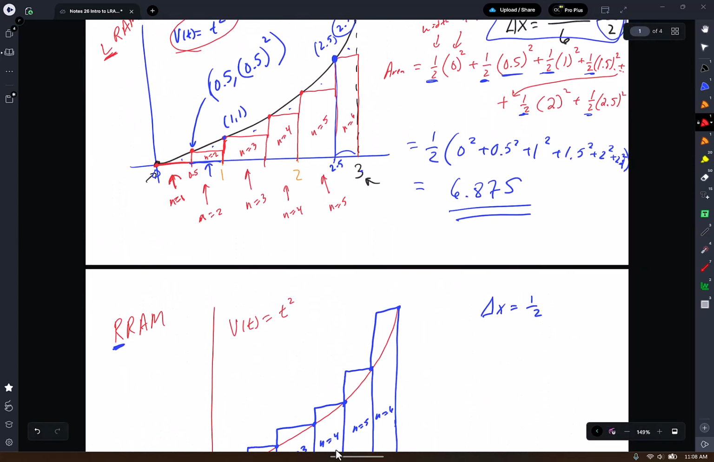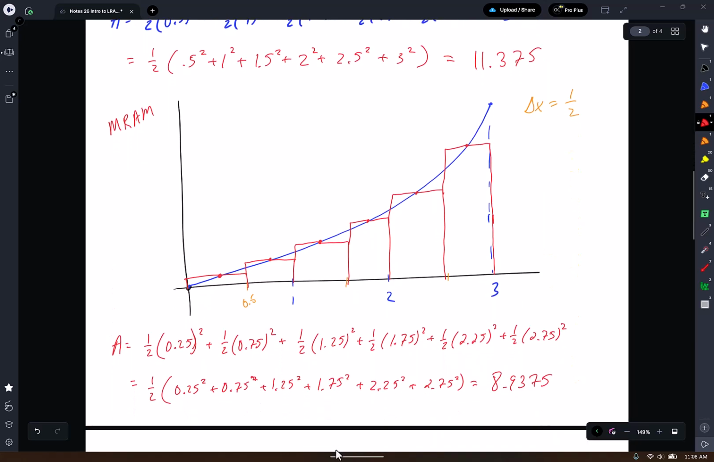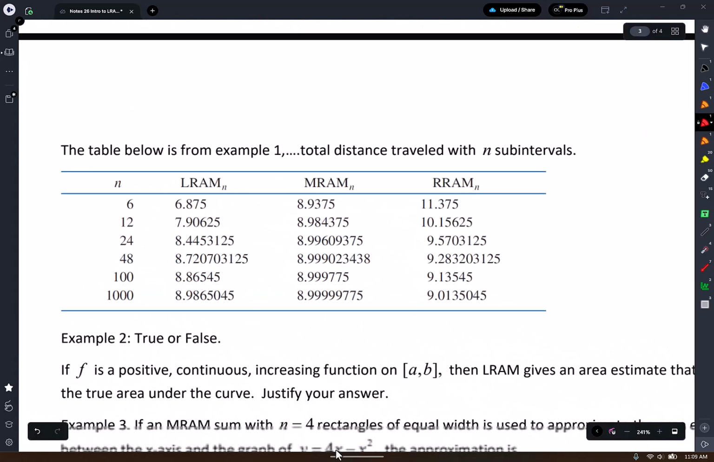Look, the left RAM is 6.875. The right RAM is 11.375. The middle RAM is 8.9375. Take a guess. What do you think it is? Somewhere around 9. Yeah, somewhere around 9. If you go to the next page, that's exactly what they did.